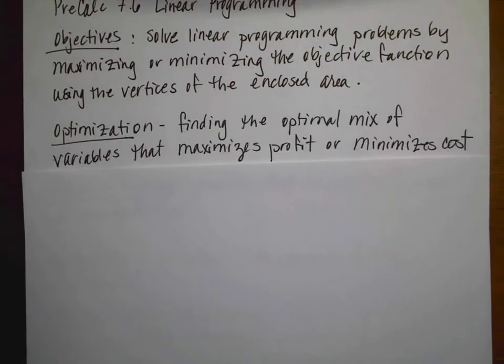The first thing is optimization. So we're looking for the optimal mix of variables that will maximize profit, because we always want to make the most amount of money possible, or minimize our cost. We want to spend the least amount of money possible.